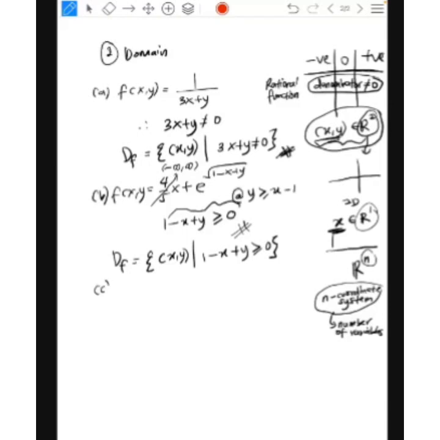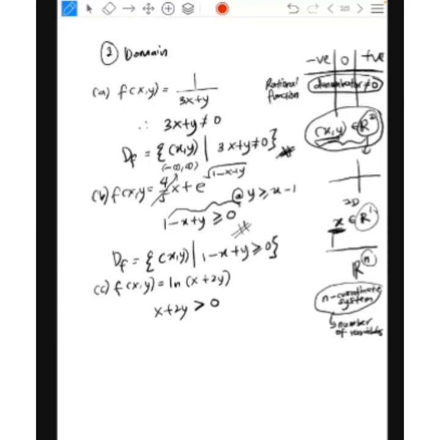Okay, now we have ln f(x,y) equals ln(x plus 2y). If you use your calculator and enter ln of 0, it gives an error. Made error means your function is undefined. So for ln(x plus 2y), the term inside the ln must be greater than 0 only. Not equal to 0, because equal to 0 means it is undefined.